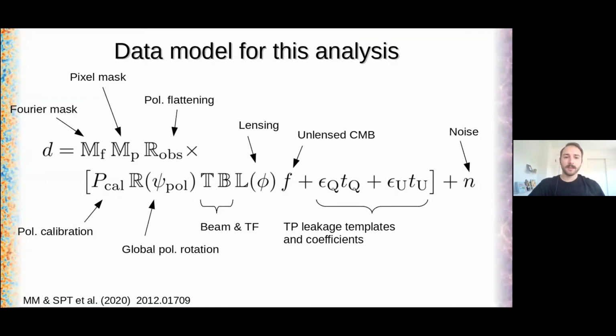The data model for this analysis is a little more complicated than what I had on the previous slide, but it's actually quite nice. We can include in this forward model a number of systematics effects, things like temperature-to-polarization leakage templates and coefficients like Jody mentioned, beams and transfer functions, and global polarization rotation calibrations of the instrument. All of these things can have free parameters, which are then marginalized over in the analysis, letting us constrain and reduce the impact of systematics.